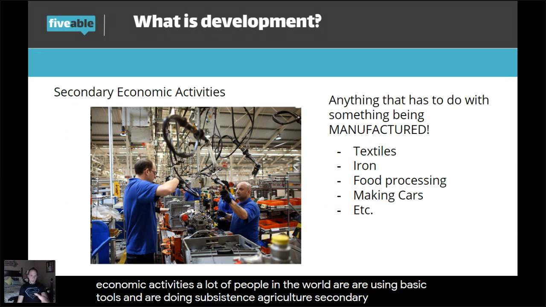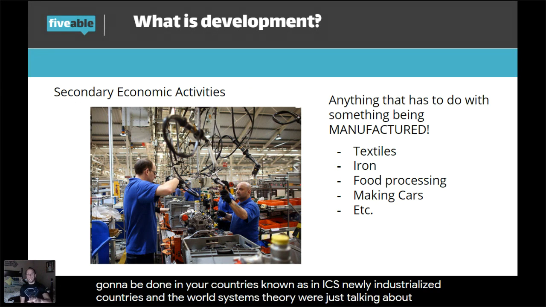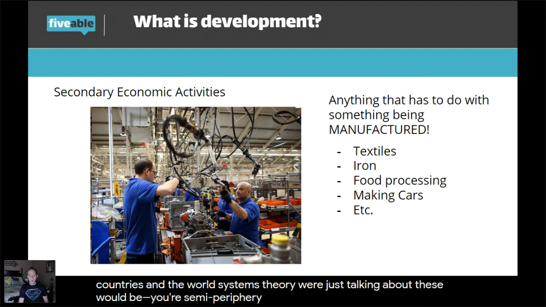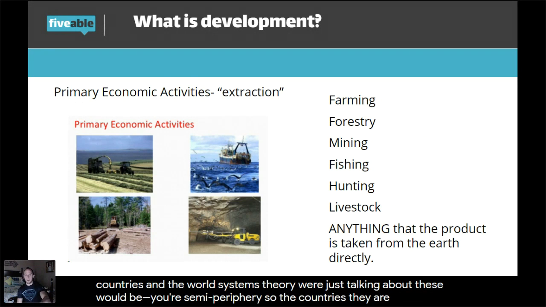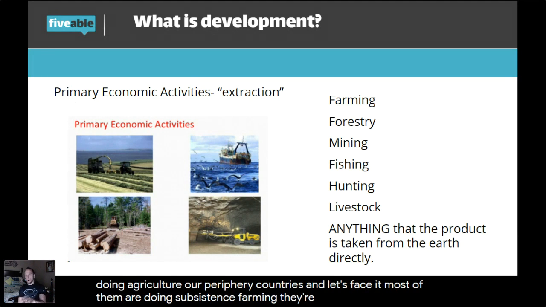Secondary economic activities are going to be manufacturing. So these are going to be done in countries known as NICs, newly industrialized countries. In the world systems theory we were just talking about, these would be your semi-periphery. So the countries that are primarily doing agriculture are periphery countries. And let's face it, most of them are doing subsistence farming. They're trying to support their own family.